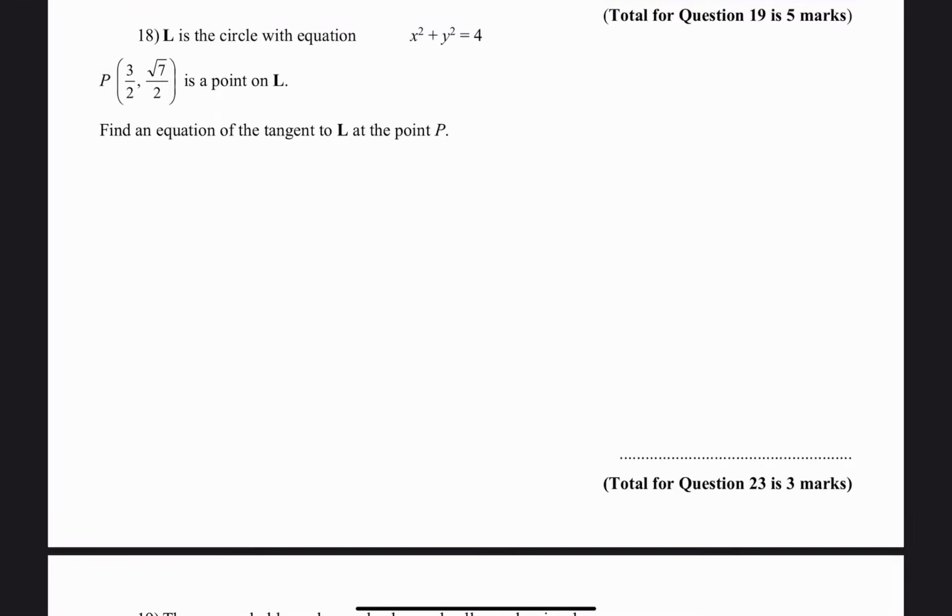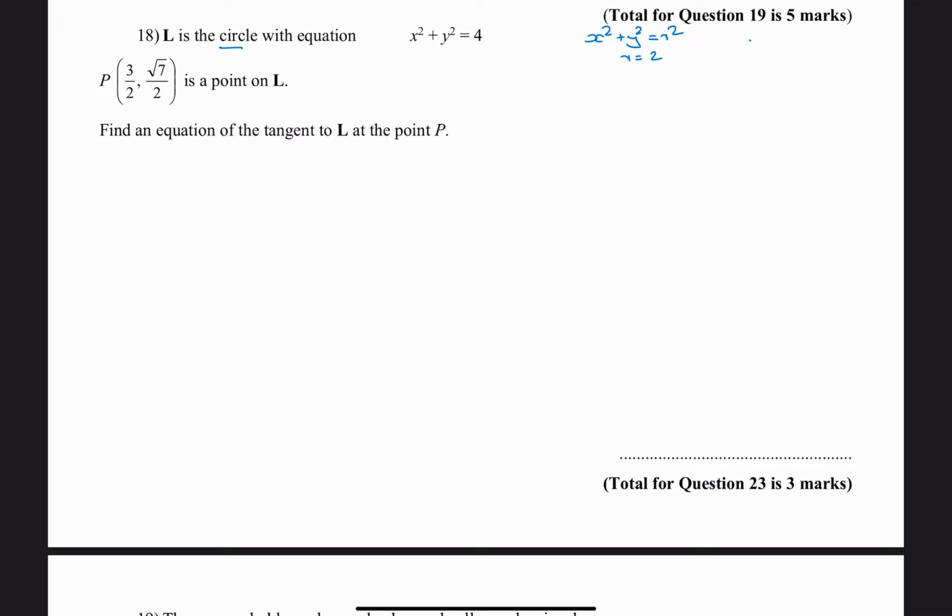Okay, the next one. We are looking at a circle. Remember that this is a common formula: x squared plus y squared equals r squared. R is the radius. So if you know that r squared is 4, the radius is actually 2, isn't it? So the radius of this is 2. That is irrelevant to this question, however, I'm just telling you.